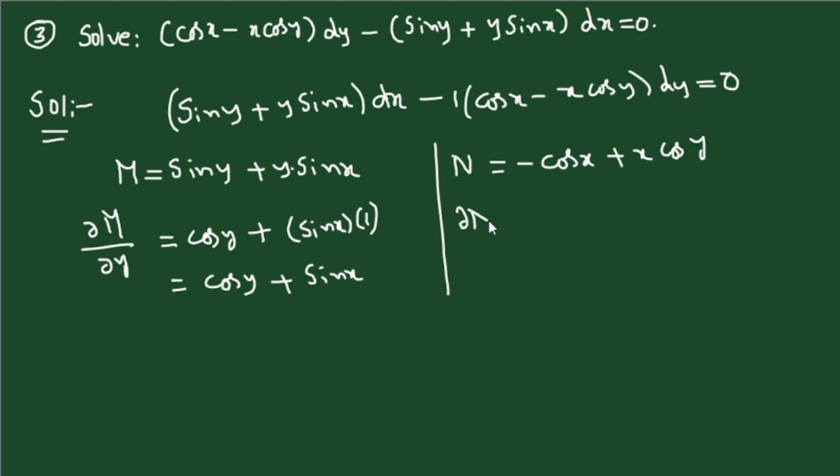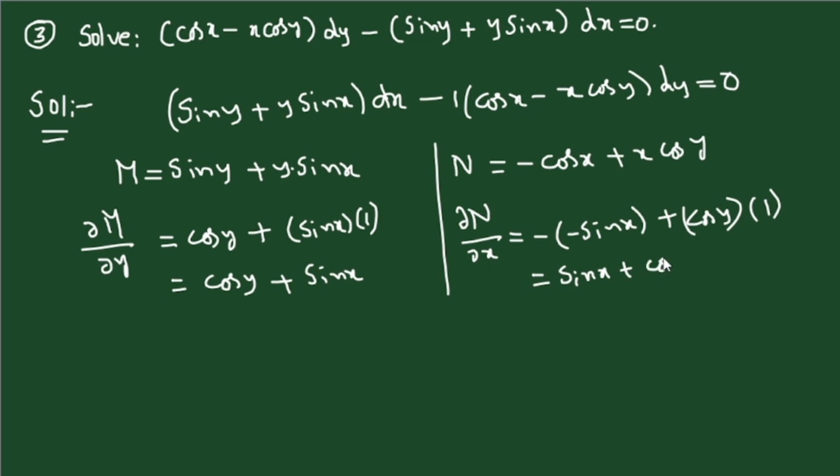Now here it is dou n by dou x. We are differentiating with respect to x. The derivative of cos x is minus sin x, plus, differentiating with respect to x, cos y is constant into derivative of x with respect to x, which is 1. So this is minus into minus, plus sin x plus cos y. Here also sin x plus cos y.